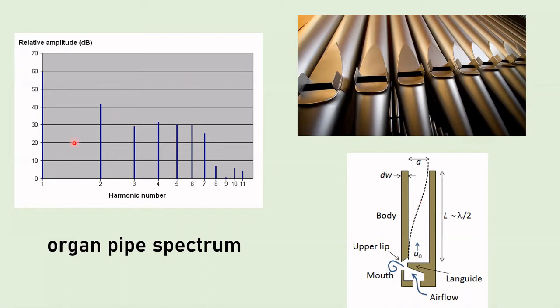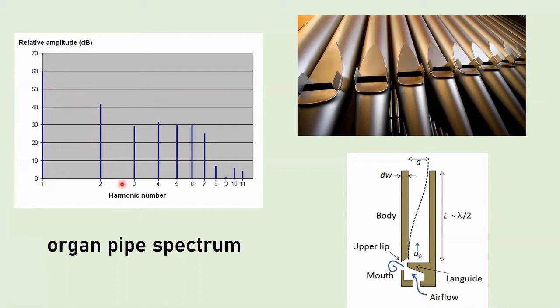So here's a graph I pulled up of the spectrum of sound coming from an organ pipe. And the height of the bars gives you the relative amplitude of those various harmonics. Clearly, the fundamental has the highest decibel level, and that's why you tend to feel like you're hearing one note. But the frequency content is more complicated than just that.